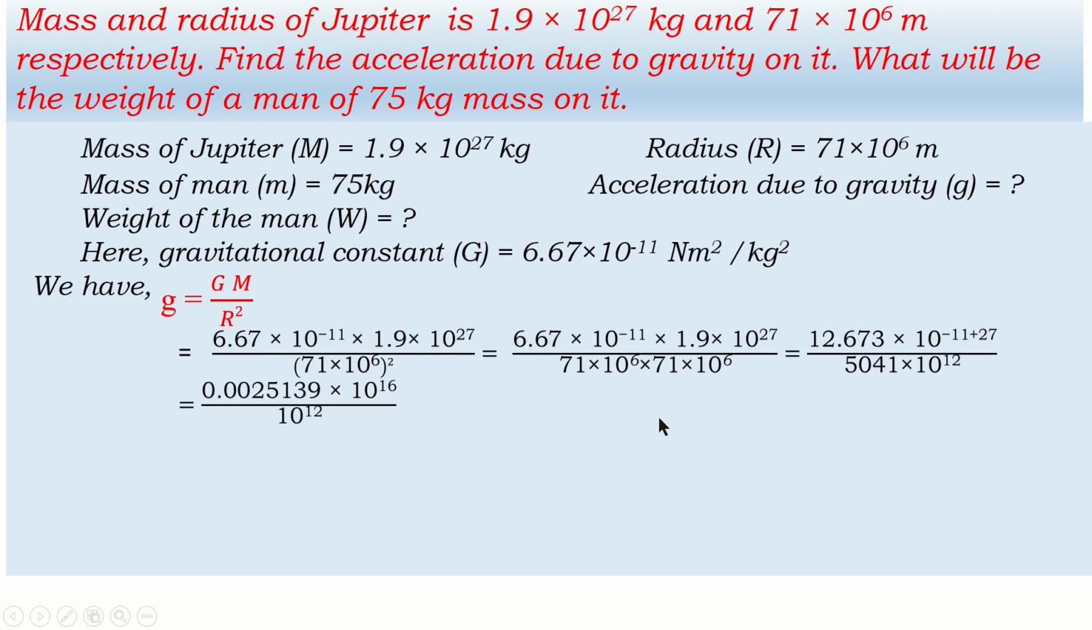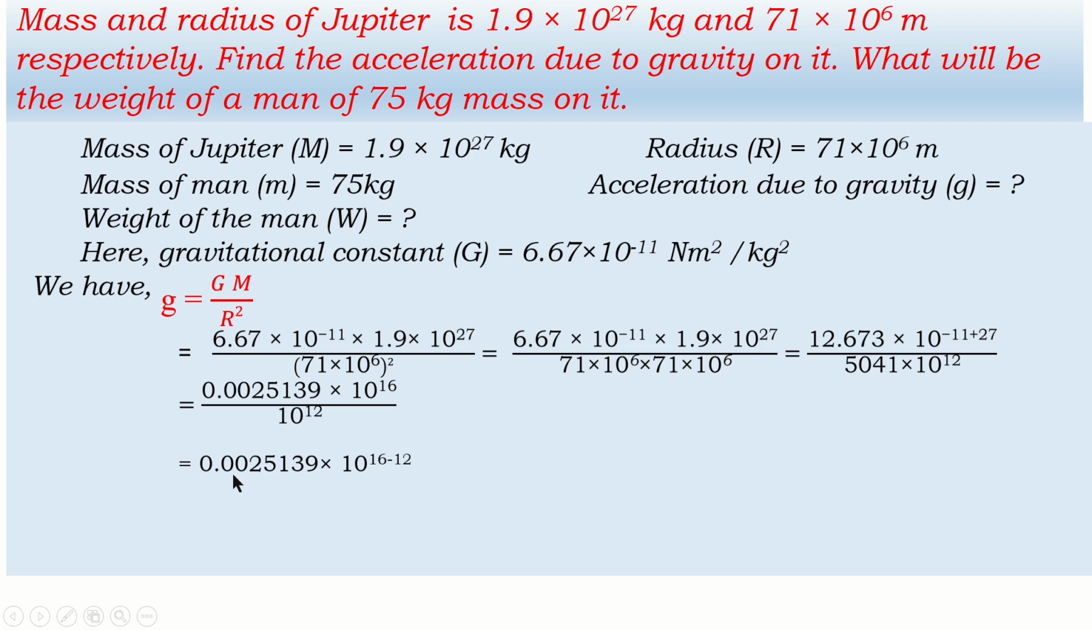Now the next step is we have to divide 12.673 by a big number, 5041. When we divide we will get this value, and 10 to the power 27 minus 11 is 10 to the power 16, and 10 to the power 12 remains the same. Now I'm going to take this 10 to the power 12 in the numerator.